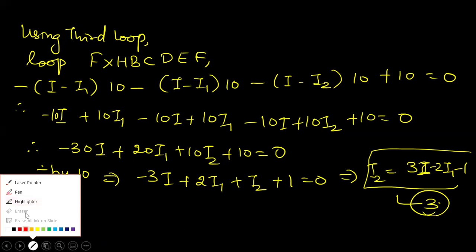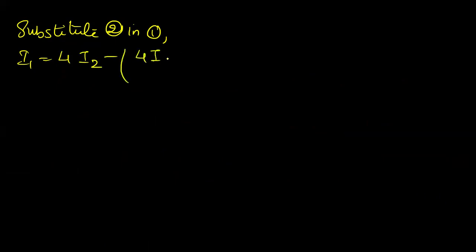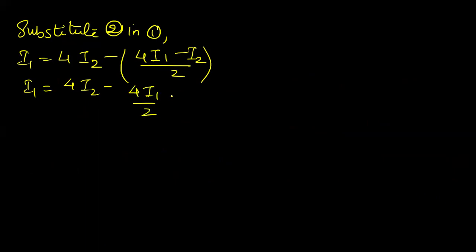First substitute, put 2 in 1. Substituting 2 in 1, we get I1 will be equal to 4I2 minus (4I1 minus I2) upon 2. So just solve this equation. I1 will be equal to 4I2 minus, just open the bracket, 4I1 upon 2 plus I2 upon 2. Just rearrange the terms and solve. I hope that will be easier for you to do and get the I1 value. Just solve the RHS part and get the I1 value.